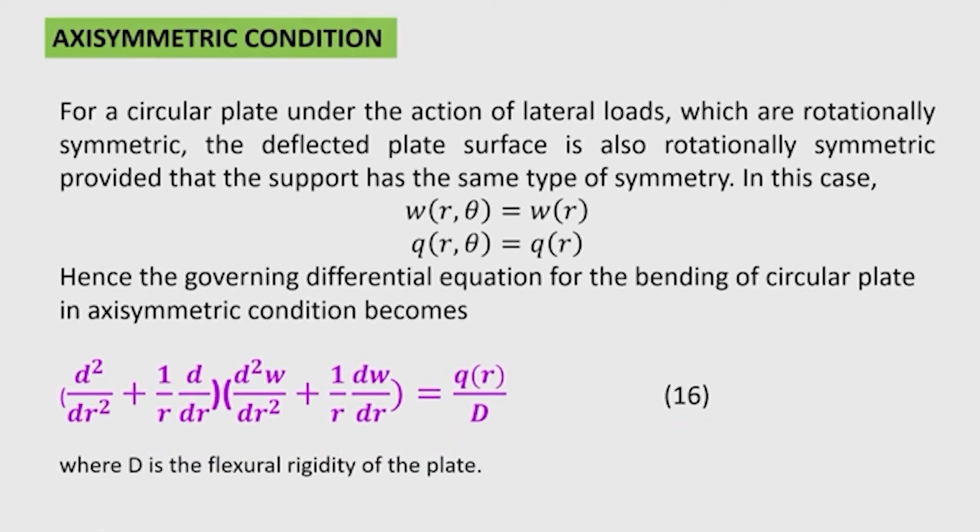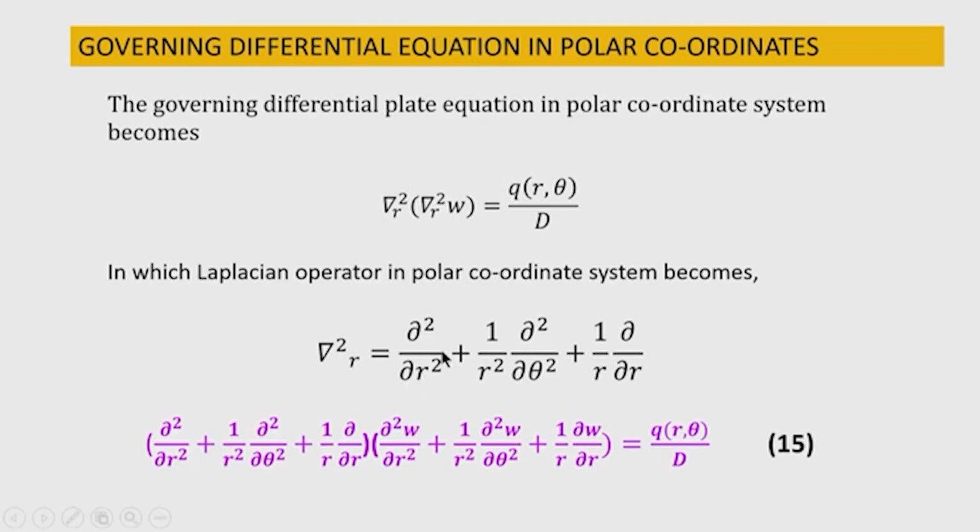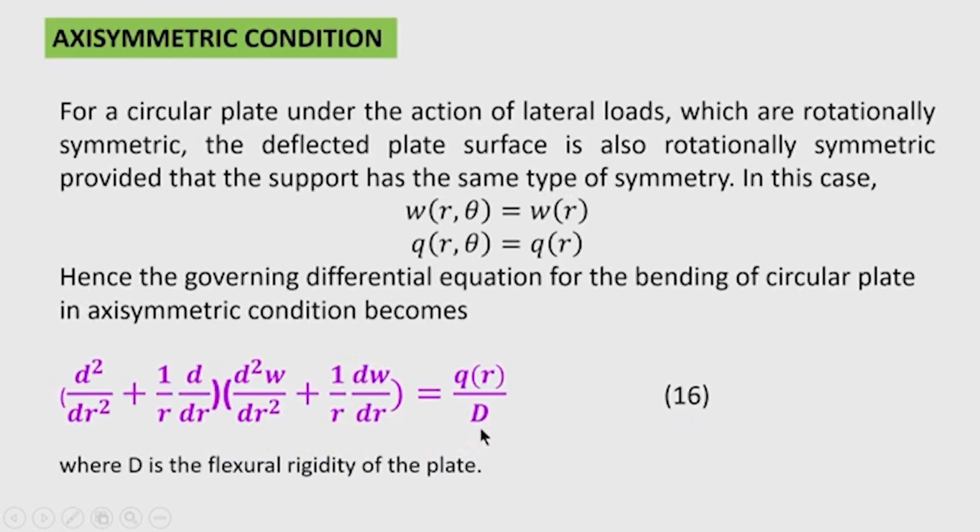Now, let us derive the condition for axisymmetrical loading and boundary conditions. Because the plate equation that originally contains W as a function of r and theta, and Q is also a function of r and theta, involves a fourth order partial differential equation.